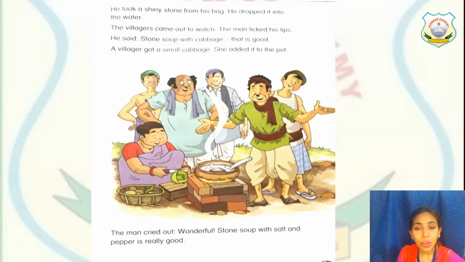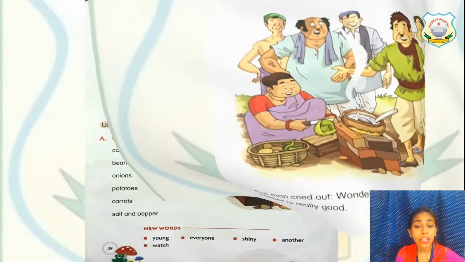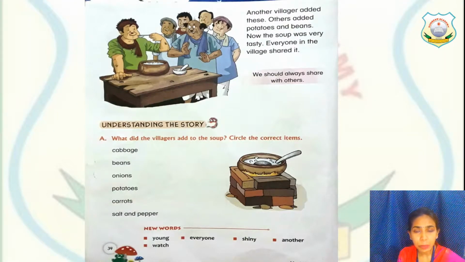Can you tell me how was the taste of the soup? Was it tasteless or was it tasty? It was tasty, right? It wasn't tasteless. ये तो बहुत tasty बना था ना? Right? So this is all about the story that we have learned and what we did in the book exercise. So let's just revise it.